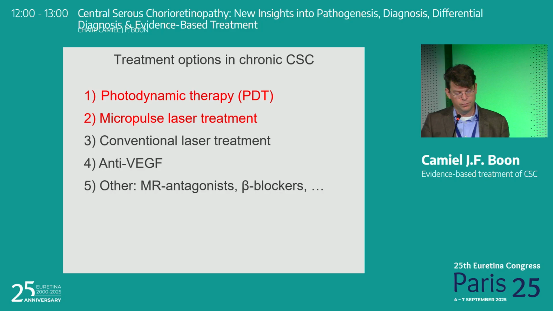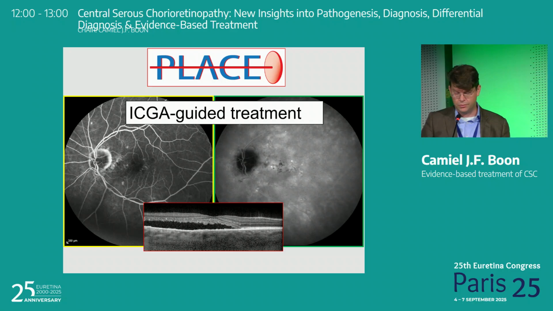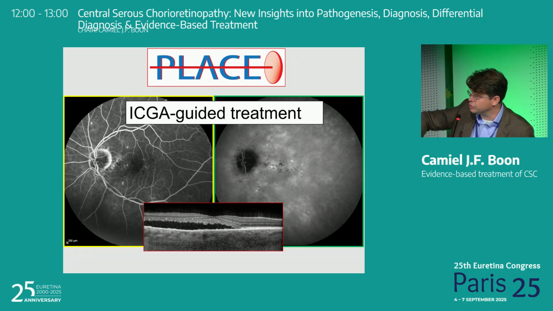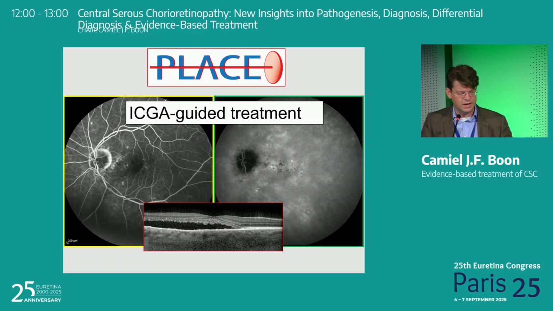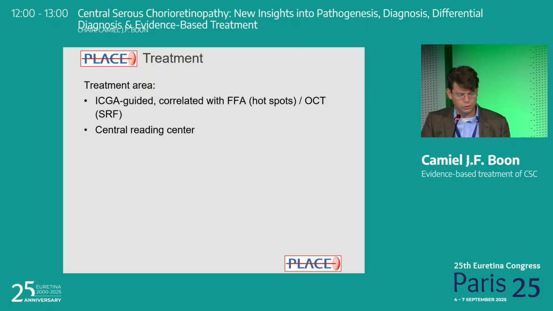And we performed, in a European multi-center investigator-initiated setting, the first prospective trial comparing half-dose PDT to micropulse laser treatment. This was the PLACE trial, where we performed ICGA-guided treatment because we wanted to treat as much as possible also the choroid. So we used a relatively large spot of PDT, and with micropulse laser we used a kind of painting of the area that was abnormal. So we want to have an extensive treatment, also not to undertreat.